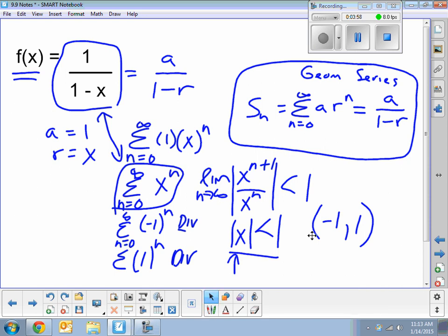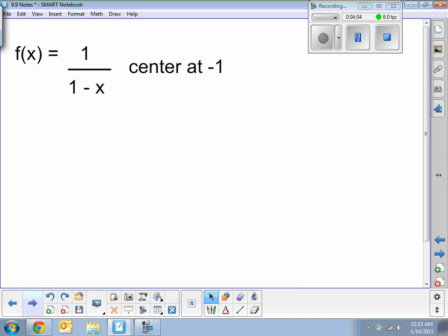Now that was centered at 0. If I wanted to come up with the infinite series centered around another number, say -1, it's a whole other series. So now let's look at 1 over 1 minus x, and now we're going to center at -1. Keep in mind that our goal is to make this look like this eventually, some a over 1 minus r.